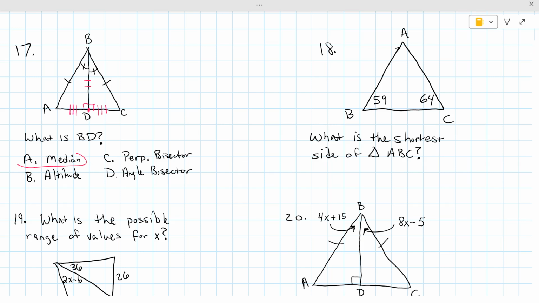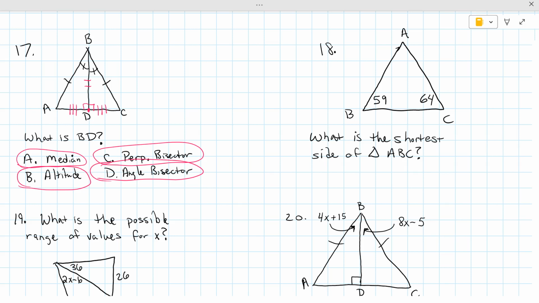Yep. Is BD an altitude when it goes from the vertex perpendicular to the opposite side? Yes. Is BD a perpendicular bisector? It's the midpoint, it's perpendicular, right? So then, yes to that. Is it an angle bisector? Are these two angles congruent? Yep. So it's all four of them.